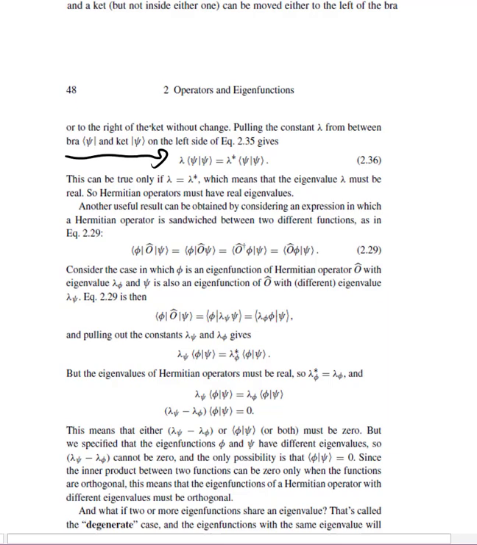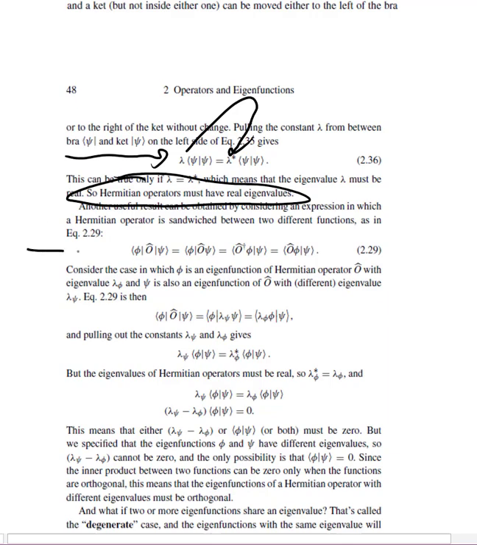But how can that be true? It must be true that lambda equals its own complex conjugate. In other words, it must be real. So here's an important characteristic of Hermitian operators. They must have real eigenvalues.